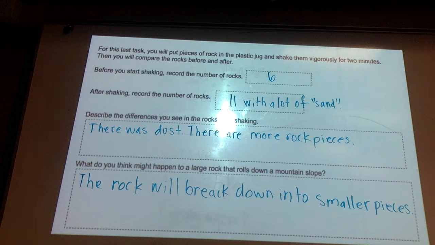The rock will break down into smaller pieces, period. Okay, you guys done? I don't care how it's supposed to be. Okay, go on to the next slide. Ready? Wait.